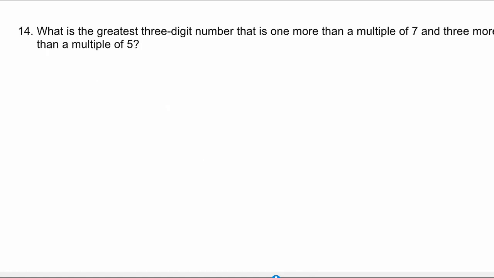All right, number 14. What is the greatest 3-digit number that is 1 more than a multiple of 7? That means when you divide by 7, the remainder is 1. And 3 more than a multiple of 5, so when you divide by 5, 3 is the remainder. So the number can be expressed in 2 different ways: n is 1 mod 7, and when divided by 5, the remainder is 3.